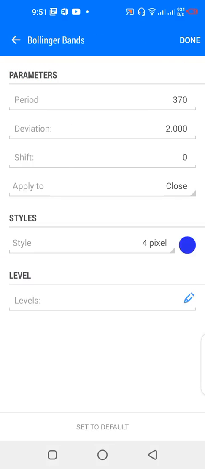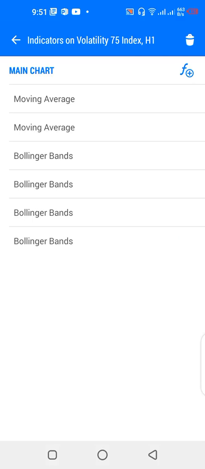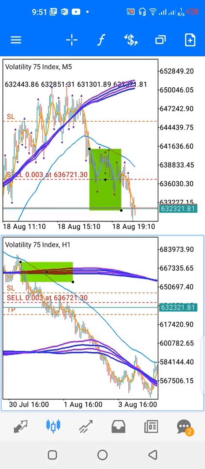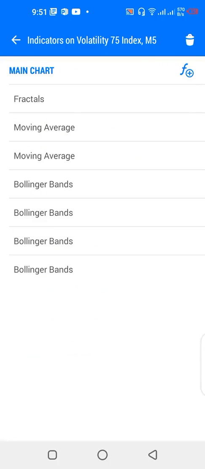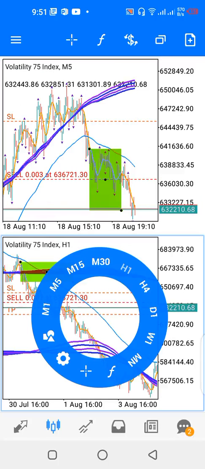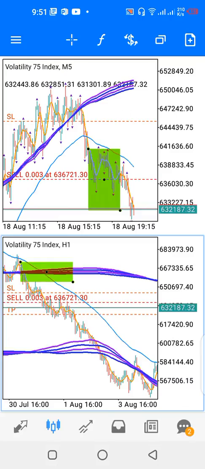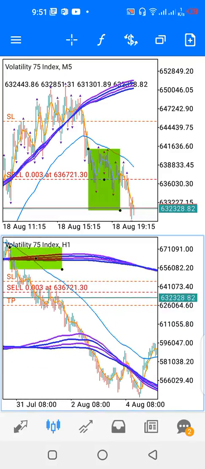Then finally you have another Bollinger Bands. Period is 350, deviation is 2.0, shift is 0, apply to close, and then the color is blue. So that's it. It's the same parameters on the upper window, just replicate the same on the lower window. You have the upper band, the lower band, the mid band.